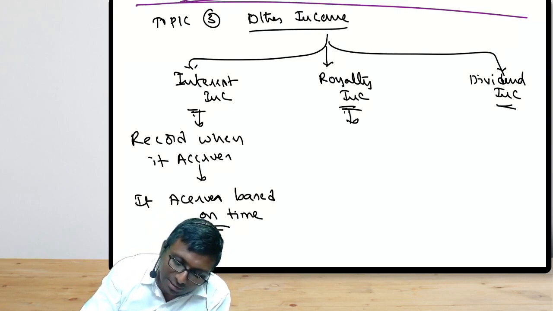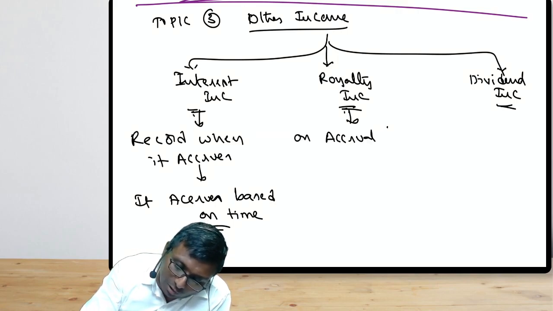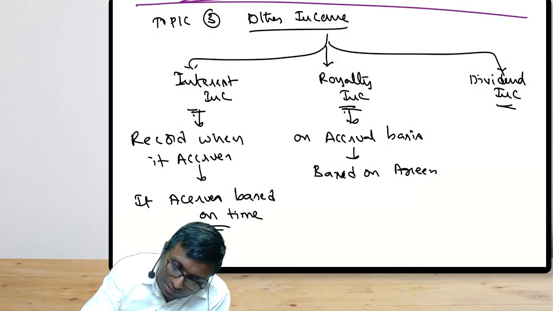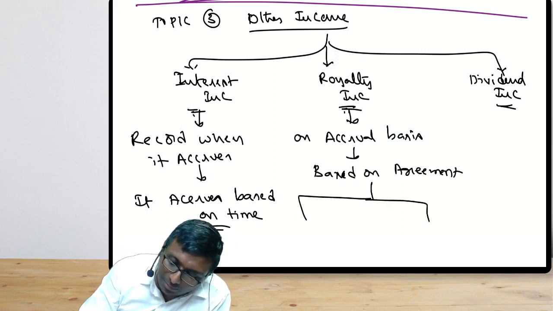What about royalty income? It is also on an accrual basis. But how does it accrue? The accrual is based on the agreement. How does the agreement say, sir? The agreement says two ways.